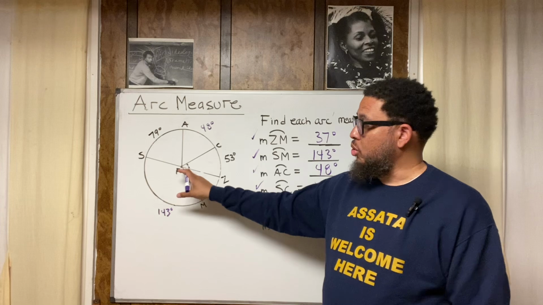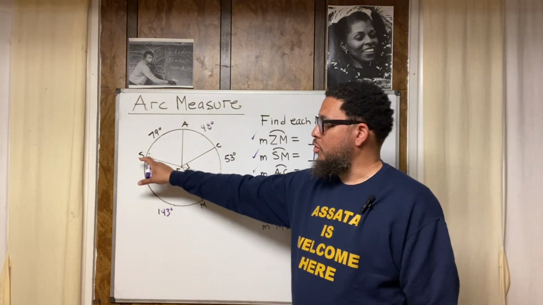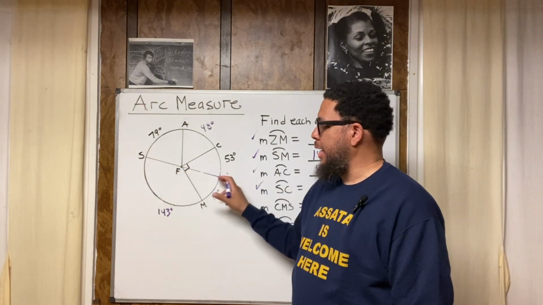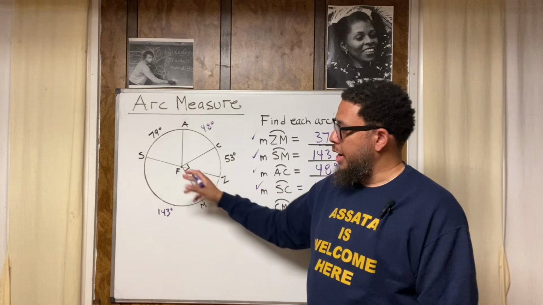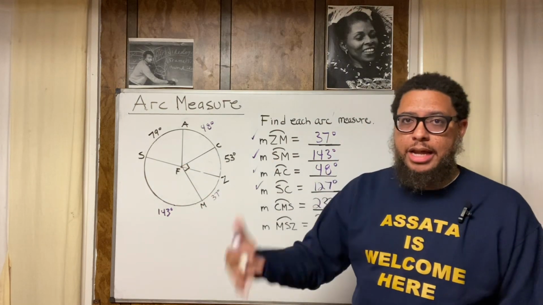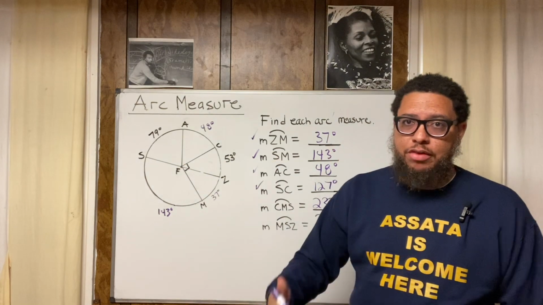A radius goes from the center to the edge. A diameter goes from edge to edge. Radius goes from center to edge. All right. A radius is always half the length of the diameter. A diameter is always double the length of the radius.